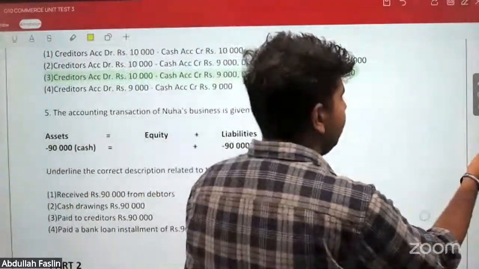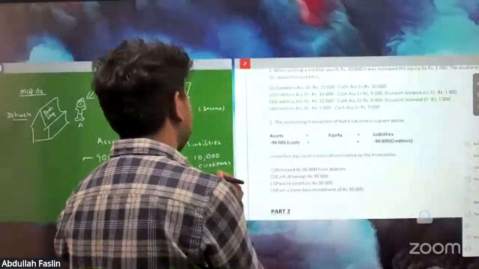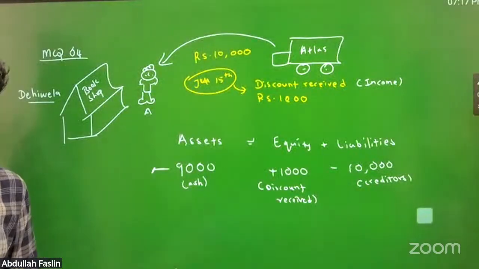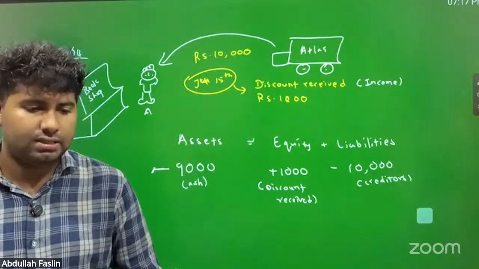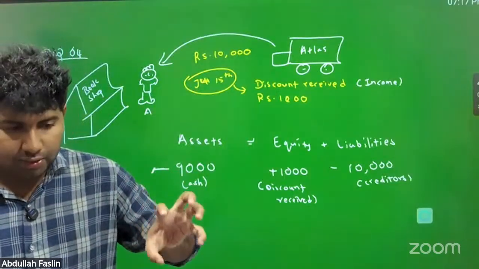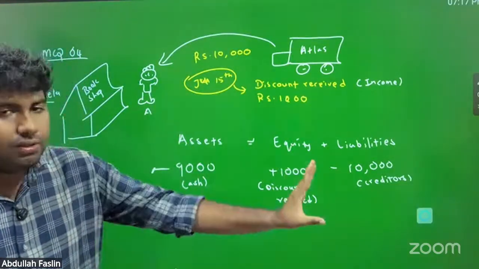How many of you understood this? Quickly put a thumbs up. Did you all understand this one? Very good. Now take out your writing book, write down MCQ number 4 and write down this working.